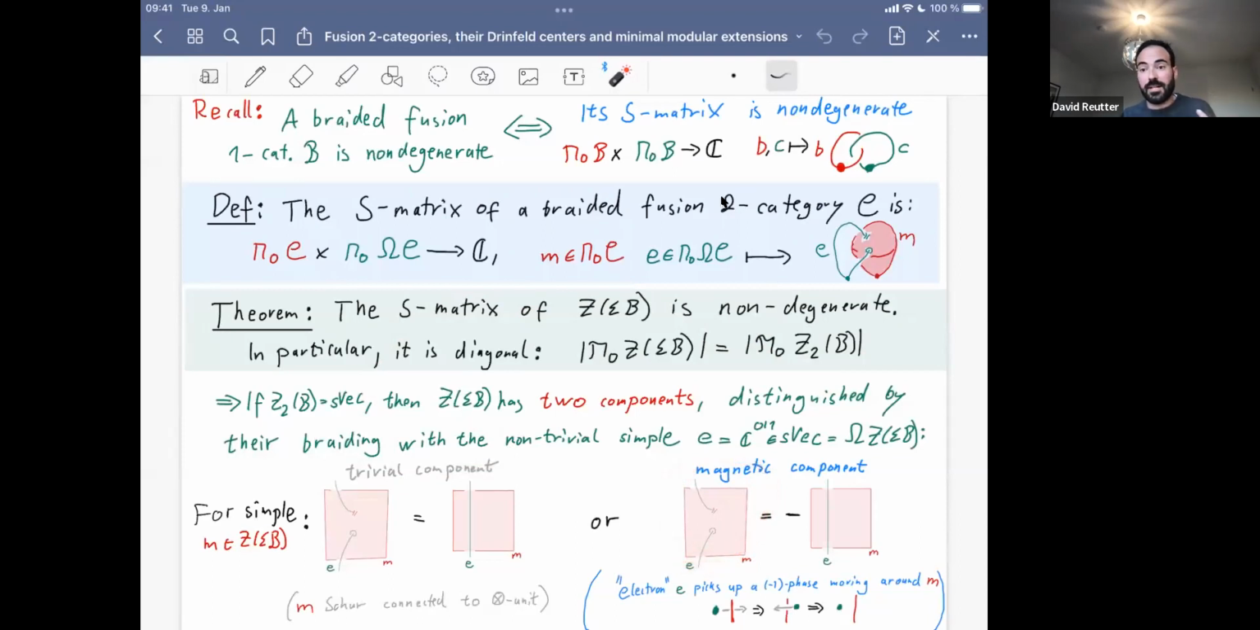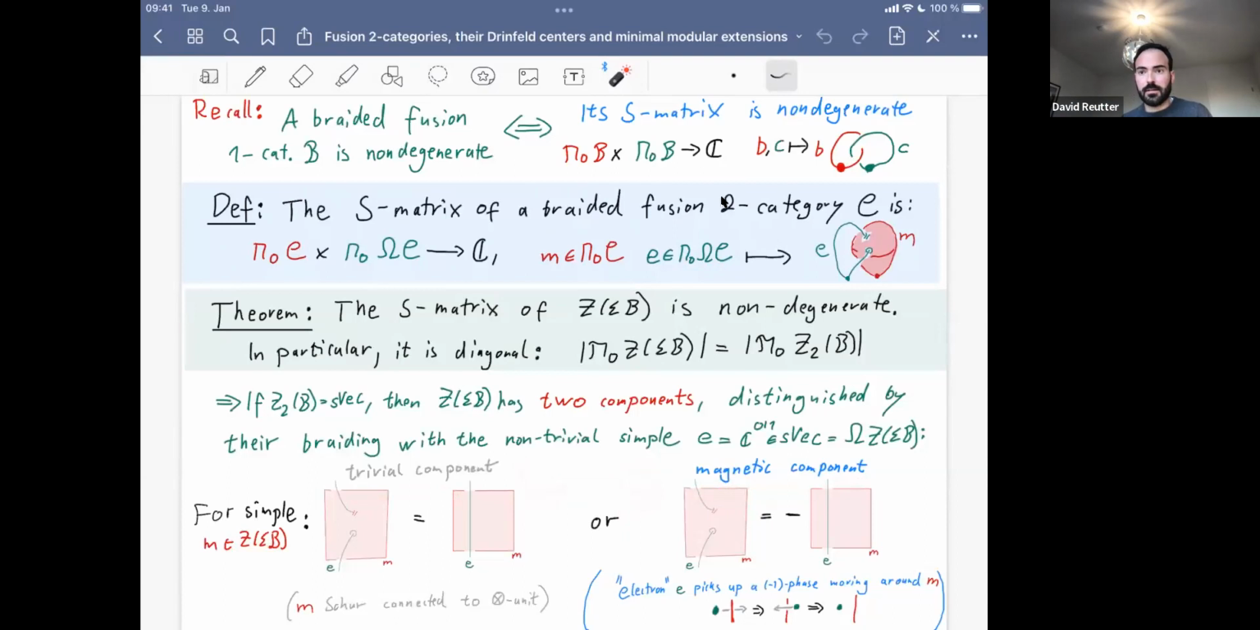If I'm looking at this as a movie of pictures in three space, what happens is that I have sort of this rod labeled by M, and I have this green dot, which is the electron, and I'm sort of moving it around this rod once. And by doing that, I'm picking up a phase of minus one. And so somehow, if I think of this odd line in supervector spaces as an electron, it follows that I have to think of this surface here, this object inside of sigma b, as sort of a magnetic object. And this S-matrix pairing is some sort of electromagnetic type interaction. And so this is sort of the magnetic component, this interesting component inside of sigma b, and then you have the trivial component.